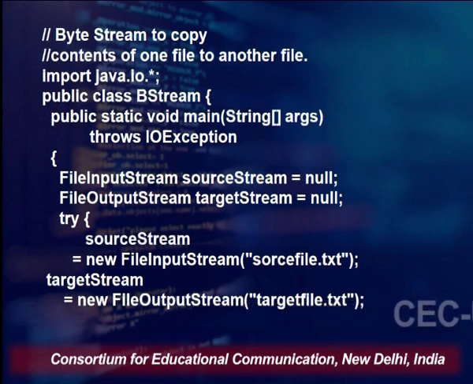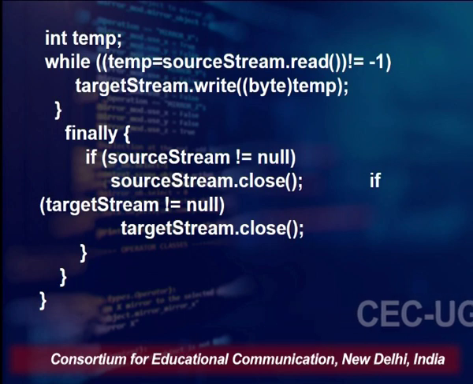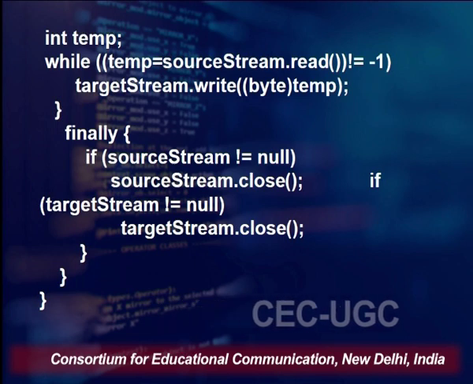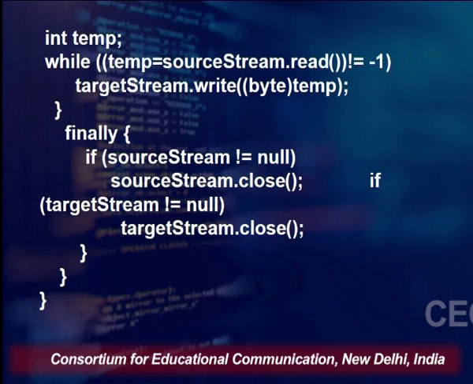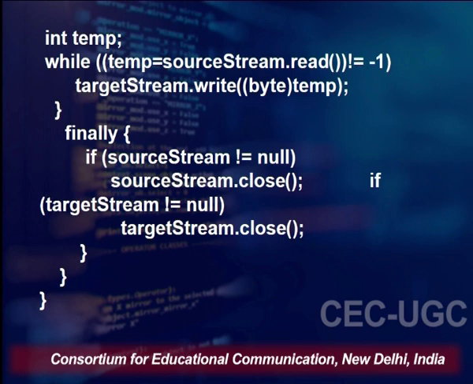So, basically what has happened in this program till now is that two streams have been created. One is a file input stream, another one is a file output stream. File input stream is connected to source file.txt and file output stream is connected to target file.txt. Now, in the next stage, we will be reading the data from this source stream, and then that data is going to be written into that target stream.